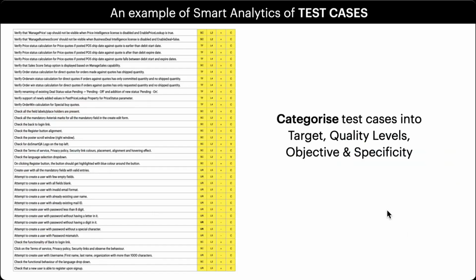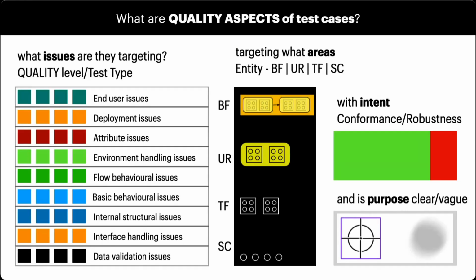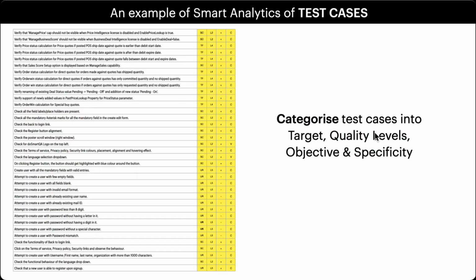Now, as an example, I have taken about 37 odd test cases, which obviously you can't read because I just tried to fit one. But all I wanted to show you was I've categorized each one of them into 4 columns, the same 4 columns that I showed you before. Quality level, target area, that is entity, intent, which is positive and negative, purpose, which is clear or vague. That's what I've tried to put in this column. So I've categorized the test cases into target, levels, objective, and specificity. Objective here is positive or negative. Specificity is clear or vague. So that's what I've tried to do in these 4 columns.